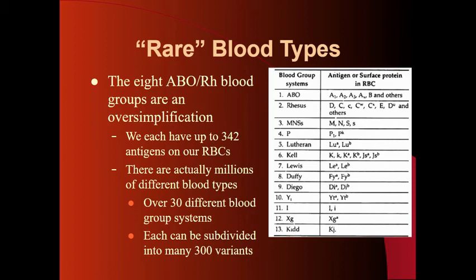We actually have up to 342 different antigens on our red blood cells, which means there are millions of different blood types out there. Because there are over 30 different blood systems, each can be subdivided, and so we can have over 300 variants of these different types of blood. The reason we talk about ABO-RH so much is because those cause the most severe hemolytic reactions, but there are many other types.